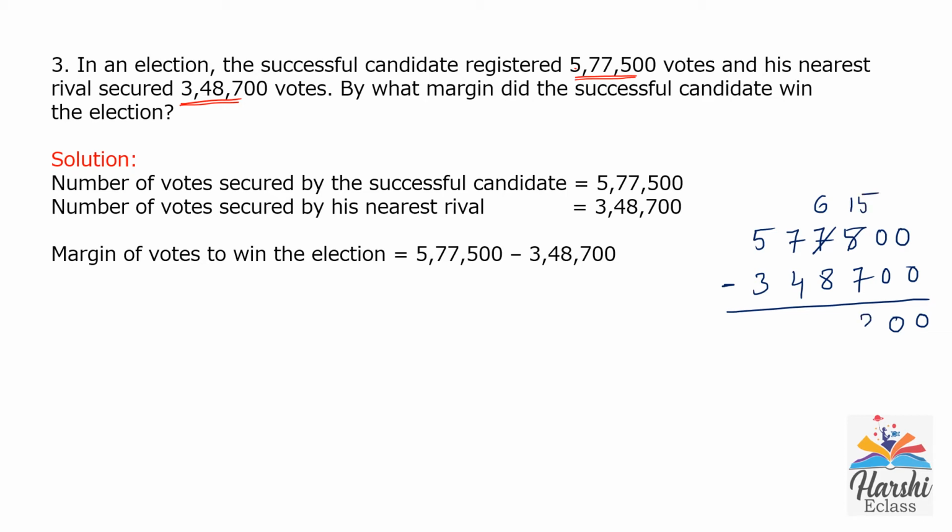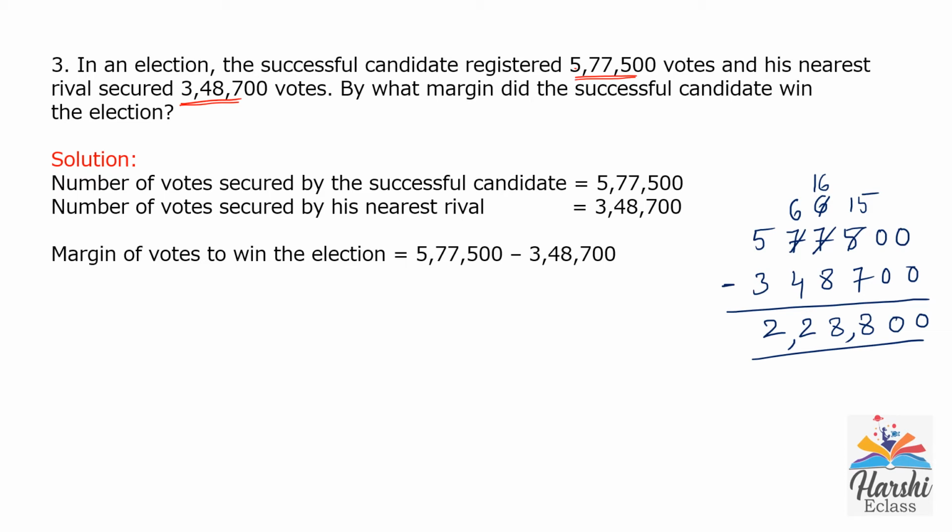15 minus 7, 8. 6 minus 8. Subtracting 8 from 6 is not possible. So again we need to borrow from the next number. Then it will become 6 and it will become 16 now. 16 minus 8, 8. 6 minus 4, 2. 5 minus 3, 2. How to read this number? 2,28,800. 2,28,800 margin of votes are there in that election.